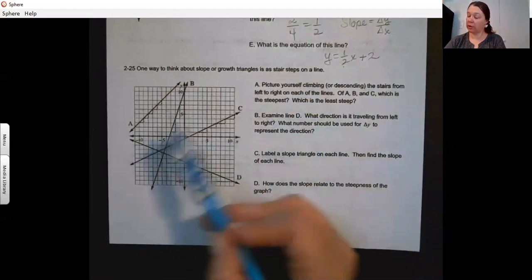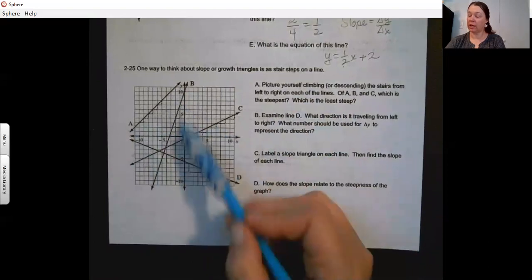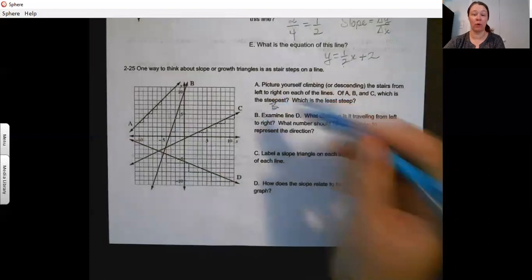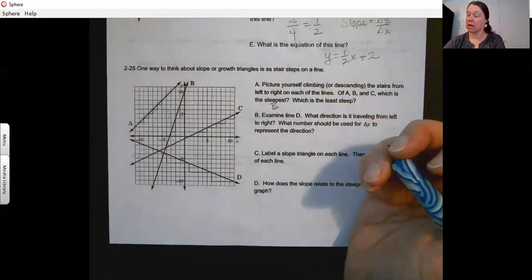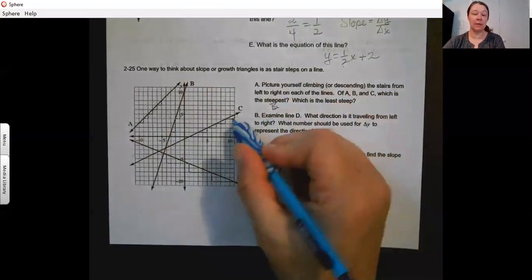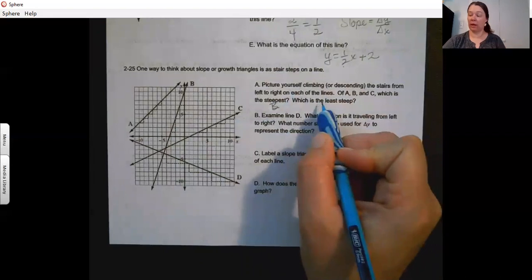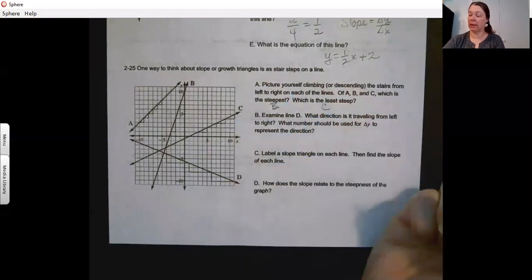So when I look at A, B, and C, I think B is the steepest. It just seems to increase by more for every 1 unit than the rest. And to me, C seems the least steep. It seems like it increases by the smallest amount for each one, like if I was thinking of these as figure numbers. So I'm going to say C.